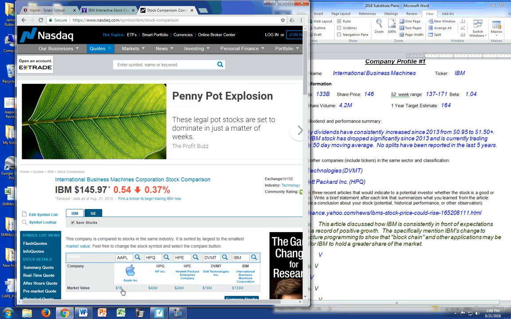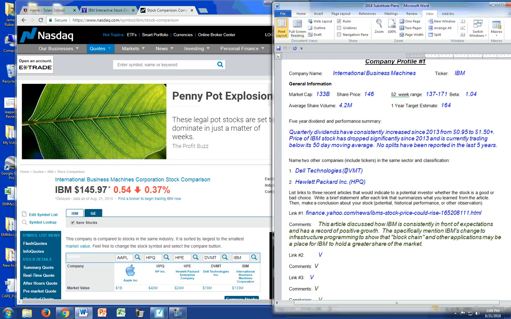Now notice that Apple has a higher market value at $1 billion, and so these two, I would say HPQ and Dell, probably are closer to IBM in their actual portfolios. So that's why I chose them. I put them in there with their tickers that I found right here in this list, and then moved on from there. All right, so that should take care of the first half of your company profile.